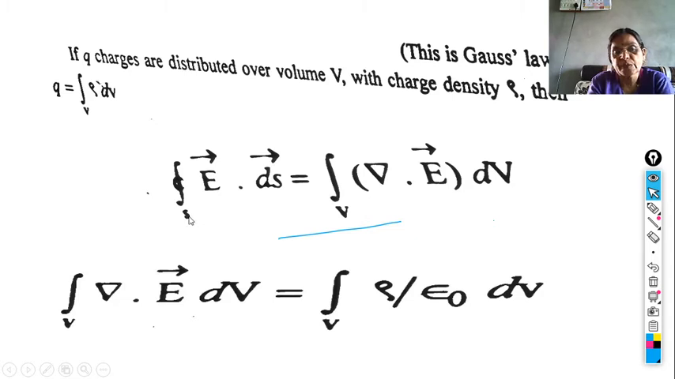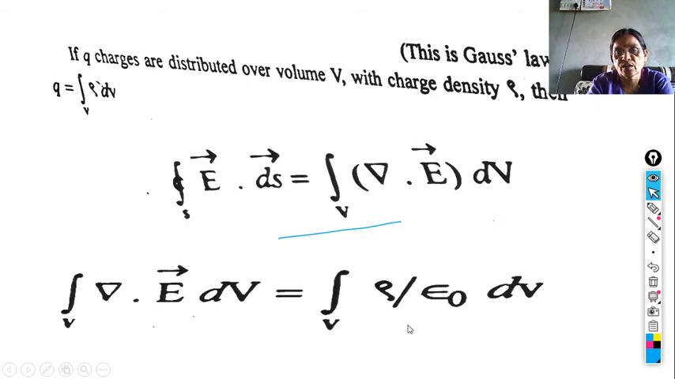The LHS is a surface integral, the RHS is a volume integral. We have to convert these into the same kind of integral, so in this situation we convert the LHS, the surface integral, into a volume integral. Hence it becomes the volume integral of del dot E bar dV equal to the volume integral of rho upon epsilon 0 dV, by substituting the above value.